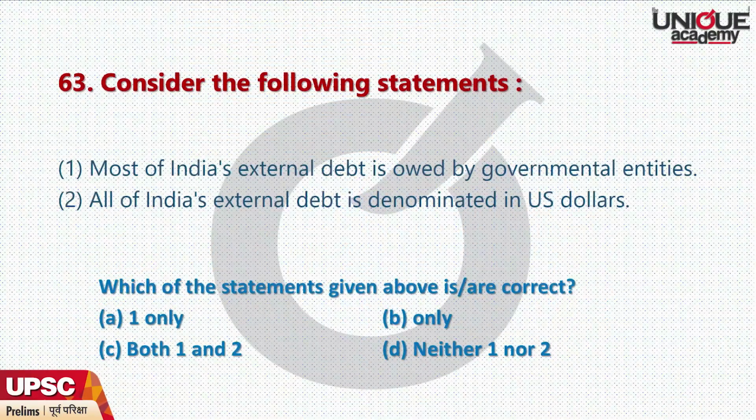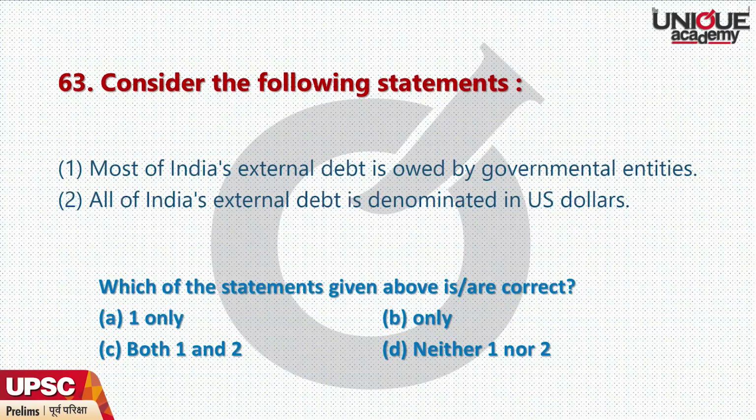Out of this, almost 38% or so is commercial borrowing. So roughly $200 billion in this is commercial borrowing. And still a major part of it is also NRI deposits. So NRI deposits is going to form almost $123 to $125 billion. So you can see, when it says most of India's debt is owned by governmental entities, that's not the case. Most of India's debt is owned by private entities.